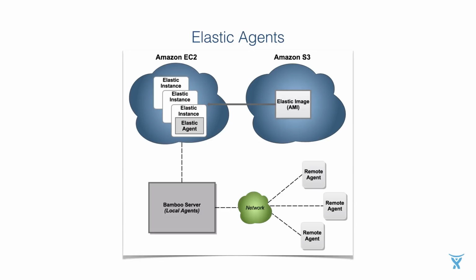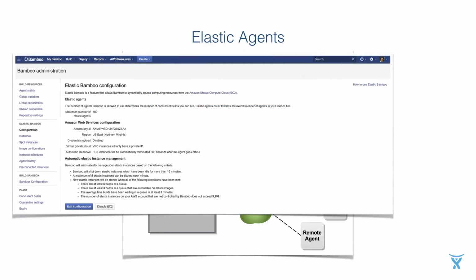A Bamboo build job can be run on an Elastic agent when the capabilities of that Elastic agent meet the requirements of the job. You need an Amazon Web Services account, or AWS account, to use Elastic Bamboo. Create an account if you don't have one and start setting up your Elastic Bamboo by navigating to Bamboo Administration, Elastic Bamboo Configuration.